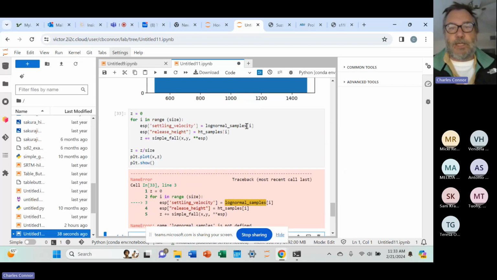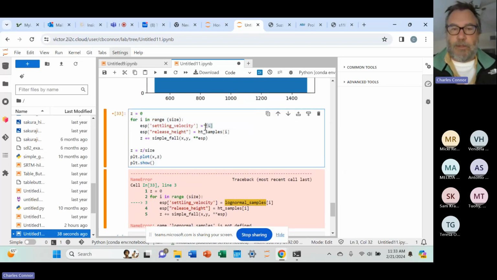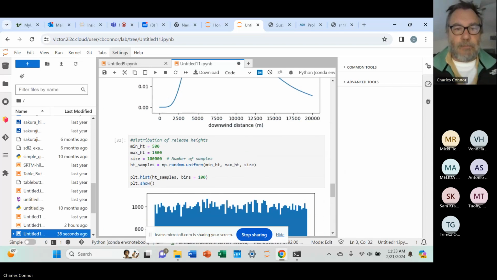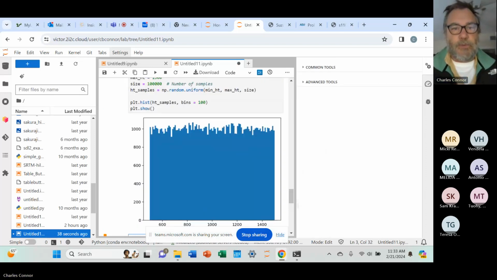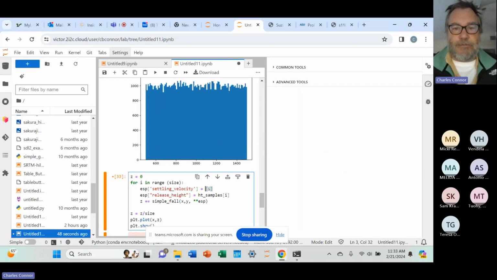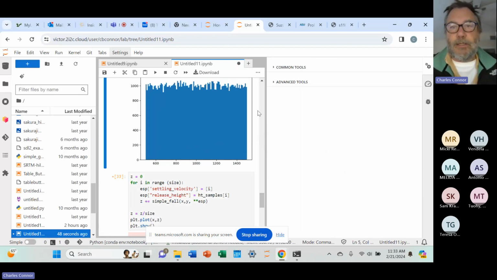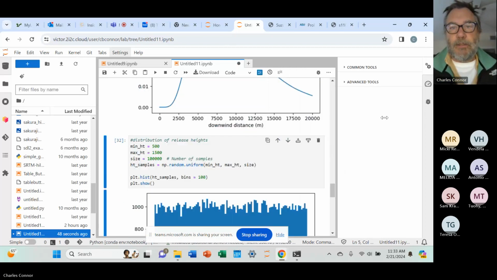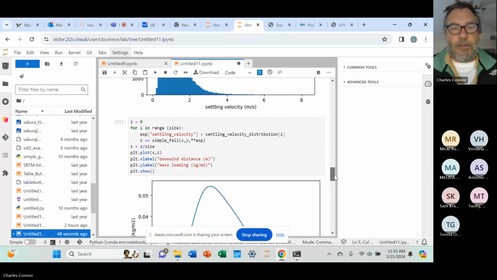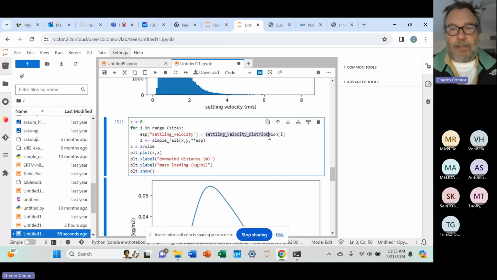Oh geez, I changed the names. Here, let me fix my code. When I was test driving this, I used a different variable. Come on. I think it's called settling distribution now.